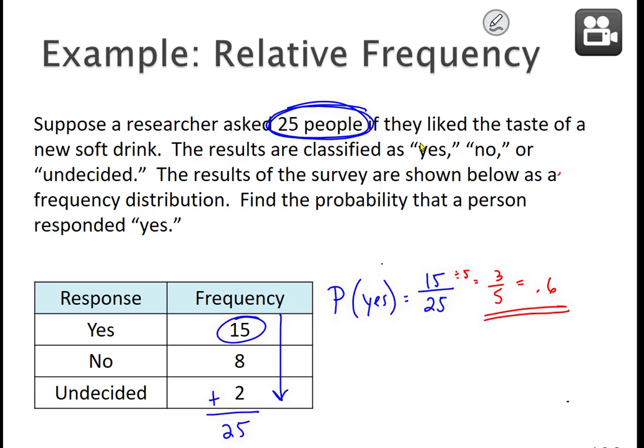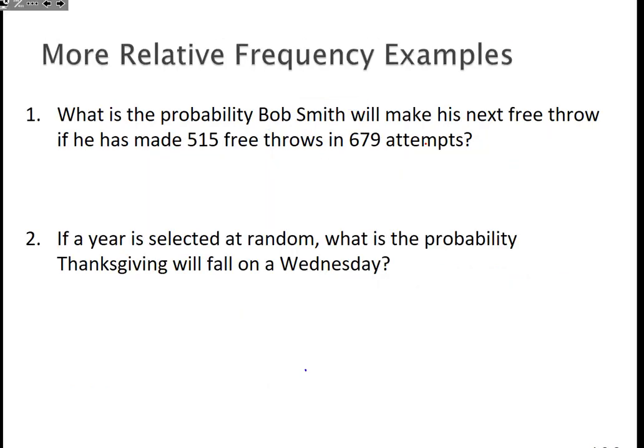As you go along, the next slide has: what is the probability Bob Smith will make his next free throw if he has made 515 free throws in 679 attempts? So once again, if we write mathematically, P is the probability of Bob, and I'm going to put FT for free throw. Now we know that there's a 50-50 chance he makes the next shot. It's either in or it's out.